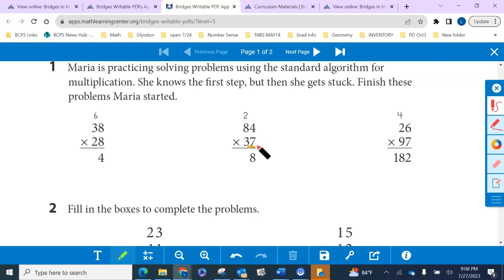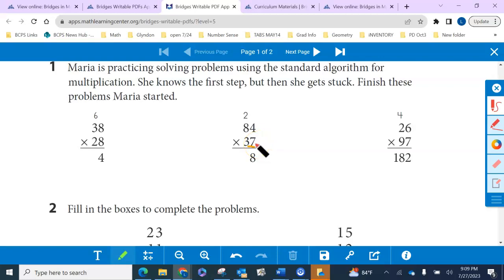In this case, we have a 7. So Maria started off multiplying the ones from the bottom number times the ones place in the top number. So 7 times 4 is 28. Because 28 has a tens and a ones, the 8 is in the ones place down below, and the 2 is in the tens place because it is a 10.